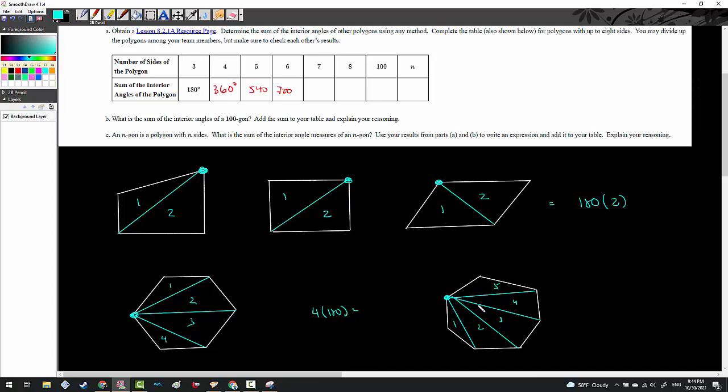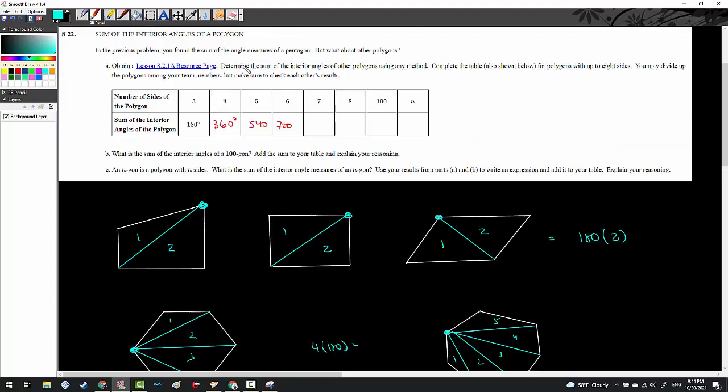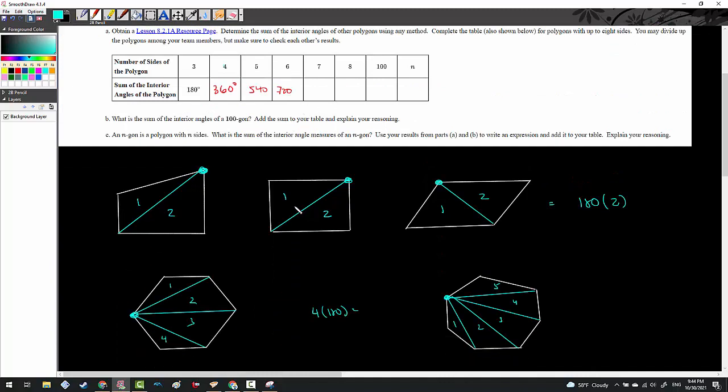Now, if you haven't been following along, I'm hoping that a pattern is starting to emerge here, where when I have 3 sides, that's 1 triangle. 4 sides is 2 triangles. 5 sides got me 3 triangles. 6 sides got me 4 triangles. 7 sides got me 5 triangles. So 5 times 180 is going to get me 900. Whoops, let's switch colors here. 900.